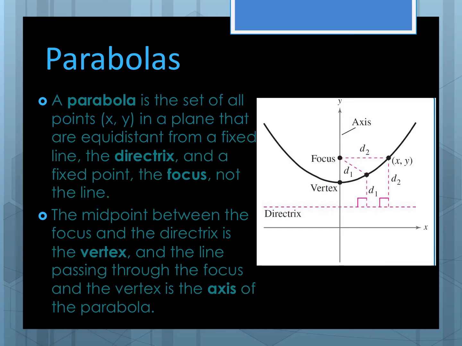Okay, so then comes parabolas, right? So again, we're going to do 2 conics today. The first was circles and the second is a parabola. So a parabola is a set of all points x, y in a plane that are equidistant from a fixed line, which is called a directrix, and a fixed point, the focus, that are not on the line. The midpoint between the focus and the directrix is the vertex, and the line passing through the focus and the vertex is the axis of the parabola.